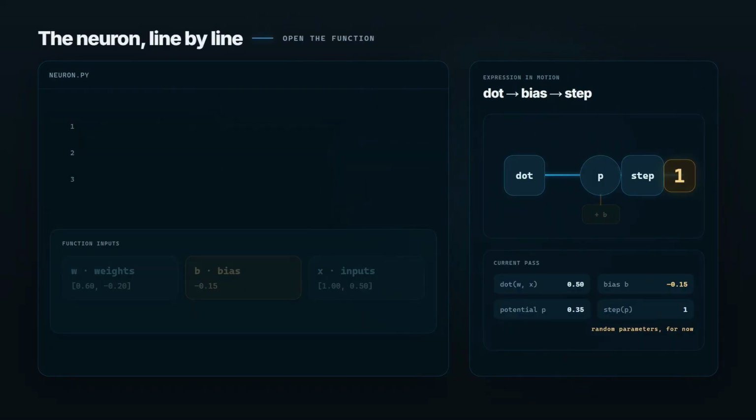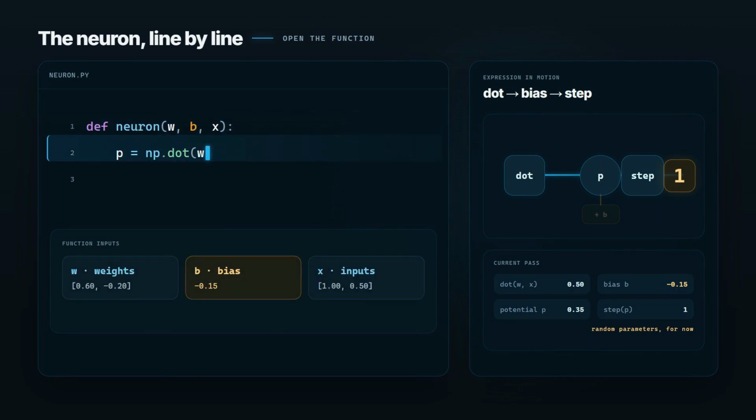Now we define the neuron. It receives the weights W, the bias B, and the inputs X. np.dot multiplies each input by its weight and adds the products. Then plus B shifts that total, giving us the potential P. The final line sends P through step and returns class 1 or class 0.